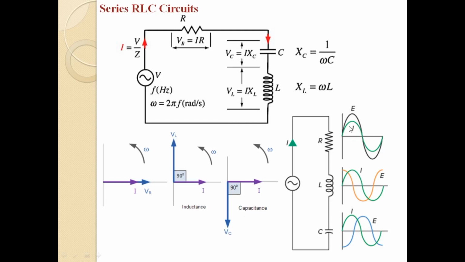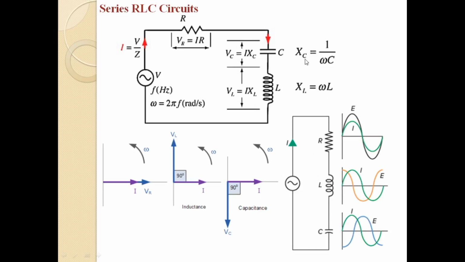The same information is conveyed by these waveforms. Here you can see that the voltage across the resistor and the current through the resistor are in phase. The current through the inductor lags by an angle of 90 degrees with respect to the voltage across the inductor. And the current through the capacitor leads by an angle of 90 degrees with respect to the voltage across the capacitor.